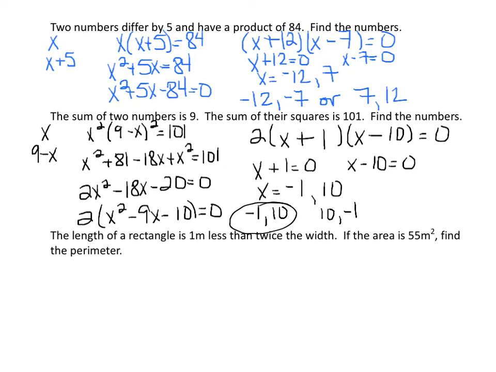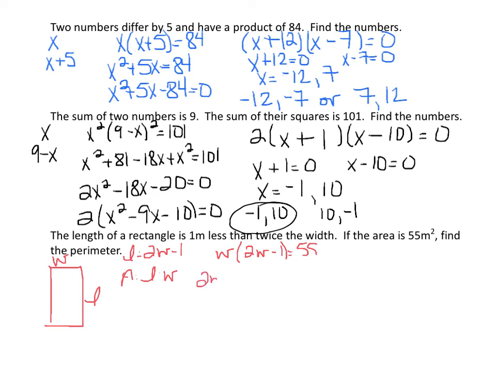Last one is a rectangle problem. There's length, there's width, and it says the length is 1 meter less than twice the width. So you double the width and you subtract 1. We have an area. Remember, area is length times width. So if I say width times 2w minus 1 equals 55, I have to find the perimeter.